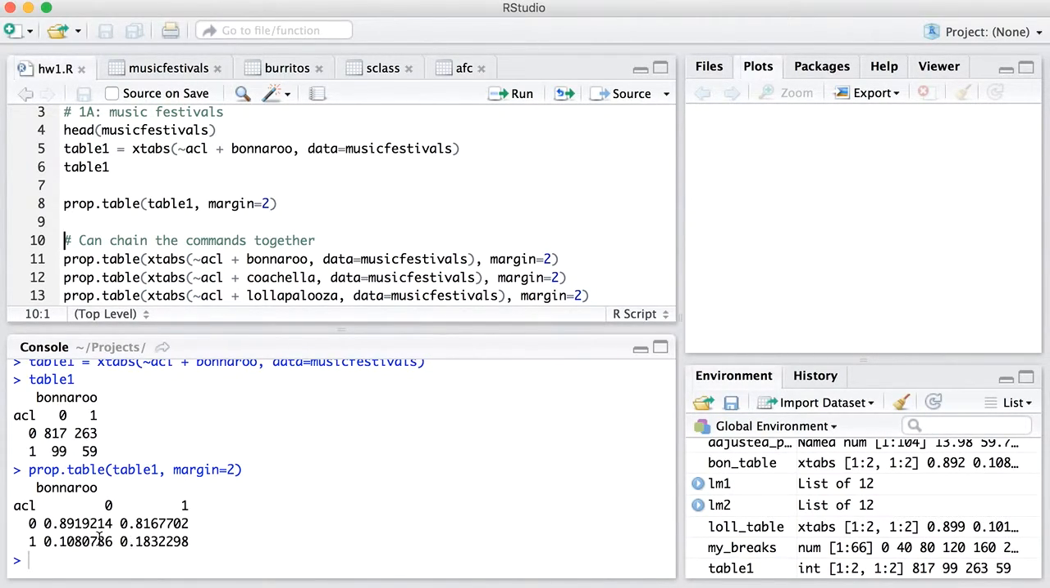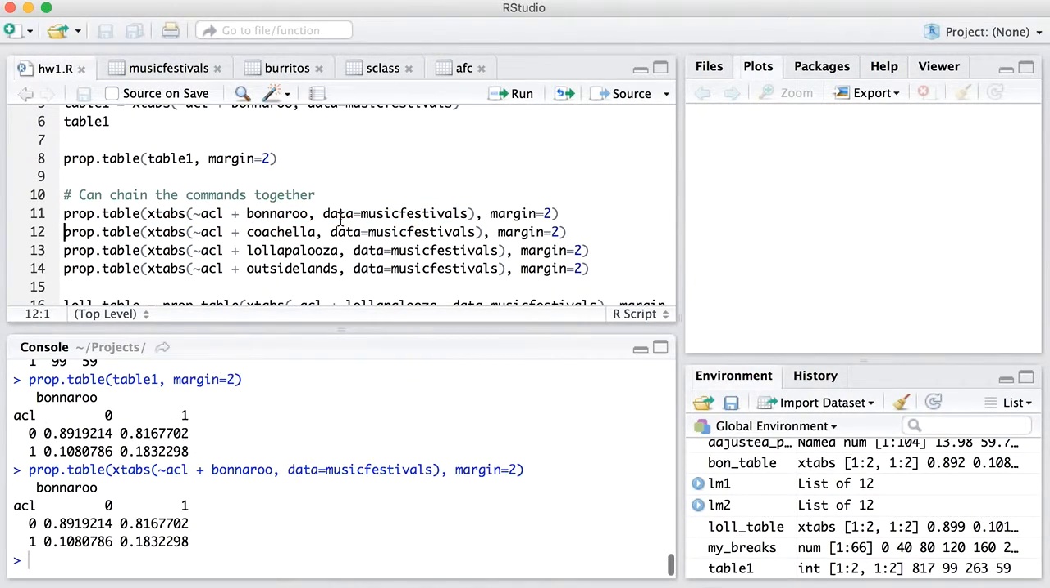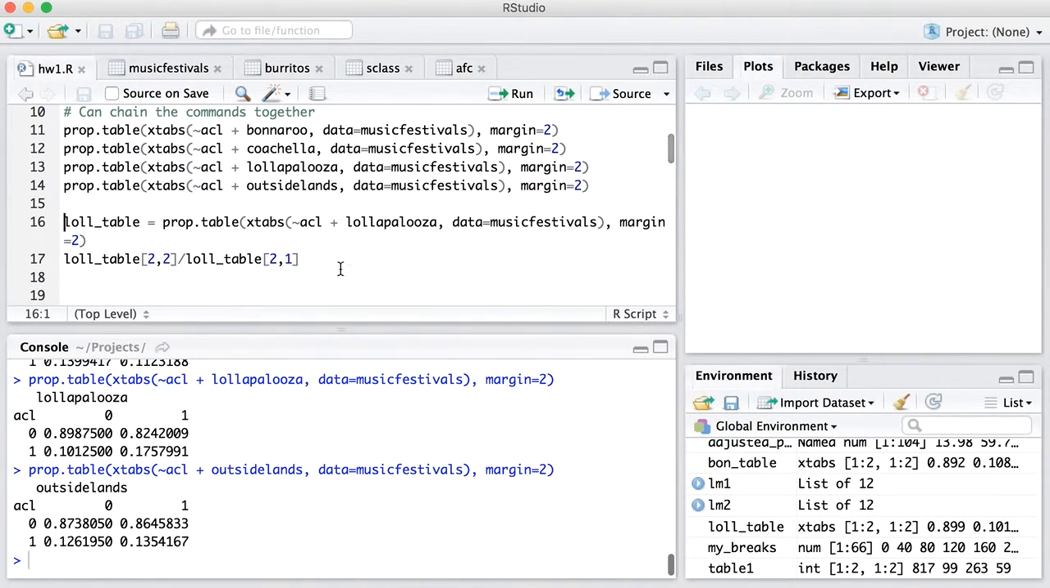So that's clearly a lift, and we could quantify that using relative risk. And this can get a little tedious depending on how much copy and pasting you did to make these commands. What you see here on lines 11 through 12, I've just chained those 2 sets of commands together, where we make a table of counts using the xtabs function, and then we feed that into the prop.table function for each of these 4 festivals right here. So Bonnaroo, Coachella, Lollapalooza, and Outside Lands.